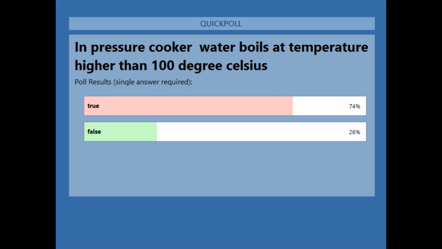Okay. So the 25% of the students who have given this as wrong should note that with the increase in the pressure in the pressure cooker, the boiling point of water increases beyond 100 degrees centigrade. Okay. I'm hiding this and I'm going to the next question.